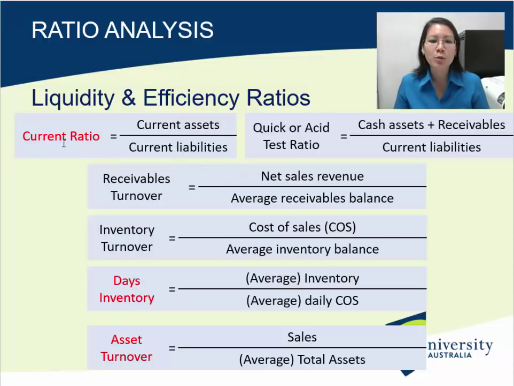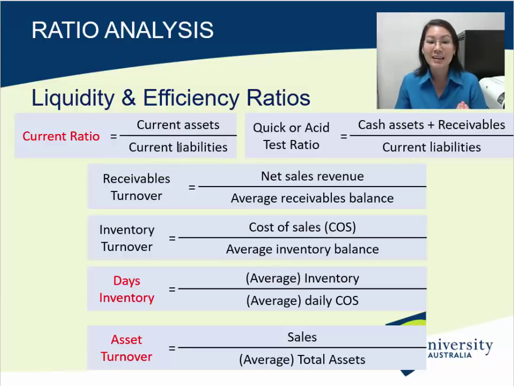So first of all, liquidity. The current ratio tests liquidity, and it simply compares current assets to current liabilities. So for every dollar of current liabilities, how many dollars of assets do we have to pay it? At least you'd want to see 1-to-1 with the current ratio.